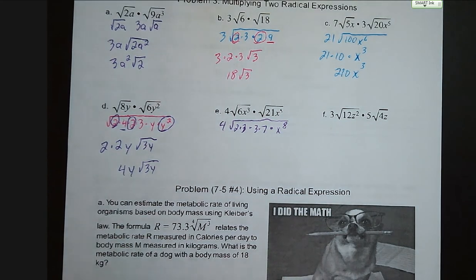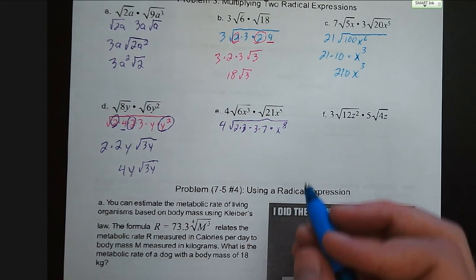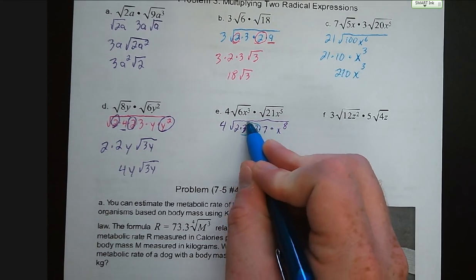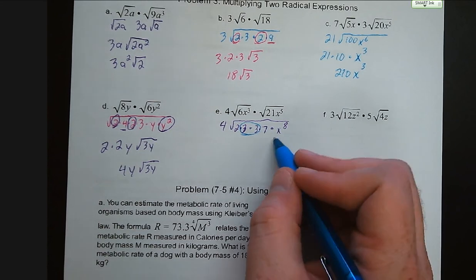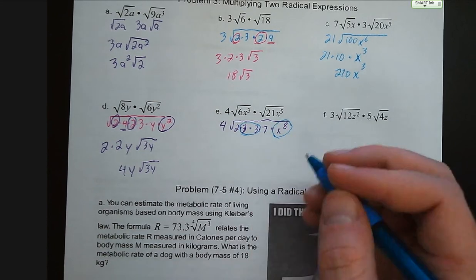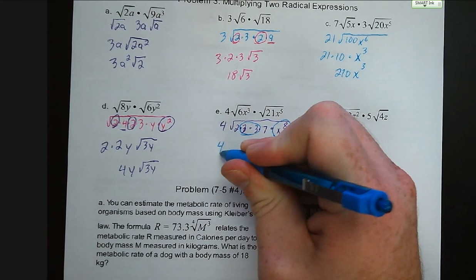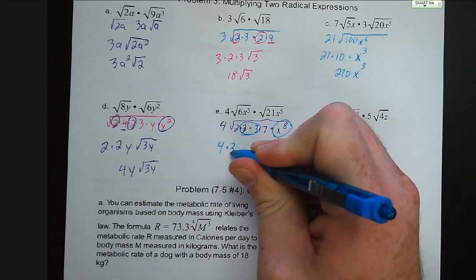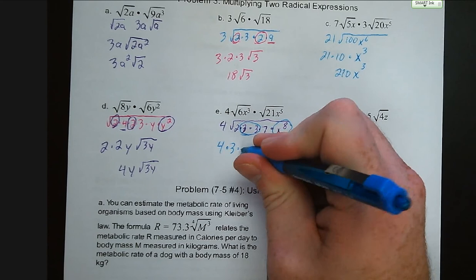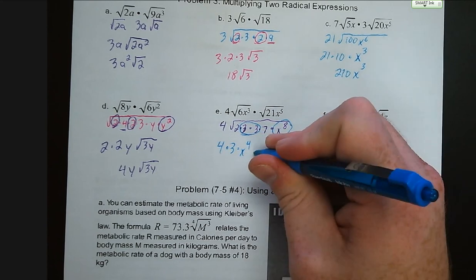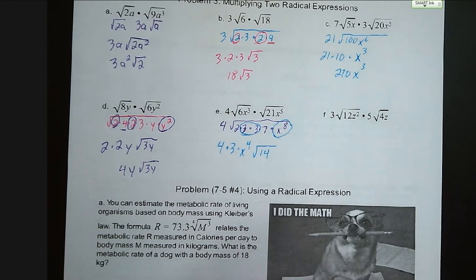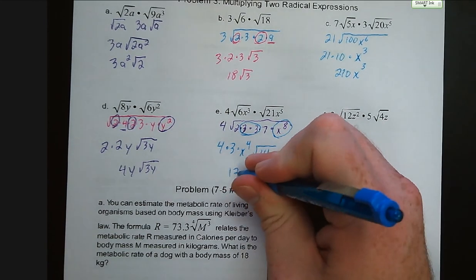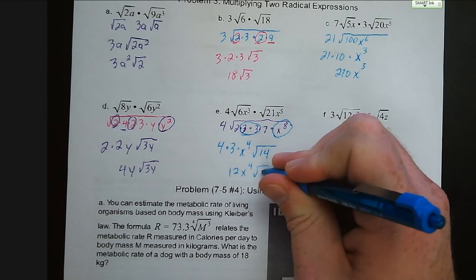So things that I can take roots of, I've got a pair of 3's. And there's a 2 and a 7. Can't take the square root of those. But I can take the square root of x to the 8th. So I have the 4 out front times a 3 times x to the 4th. And what's left is the square root of 14. And 4 times 3 is 12x to the 4th, square root of 14.